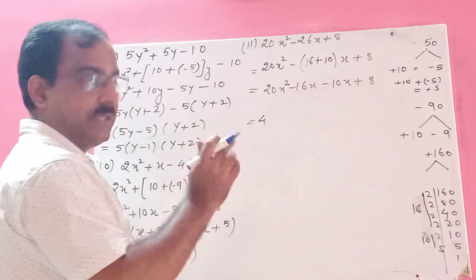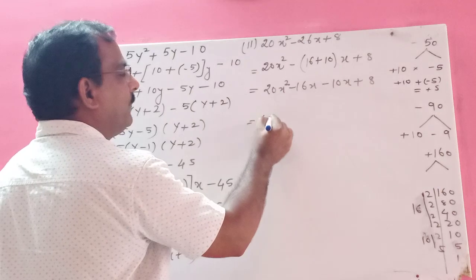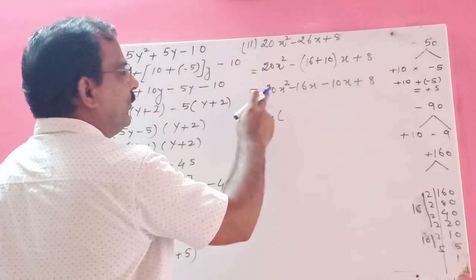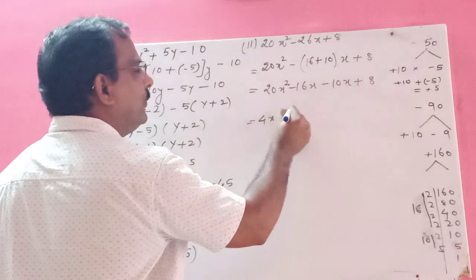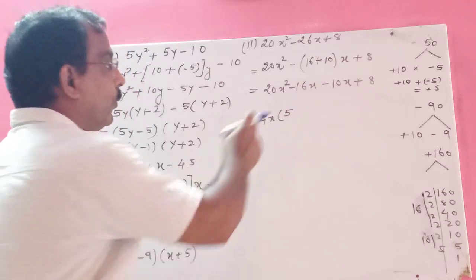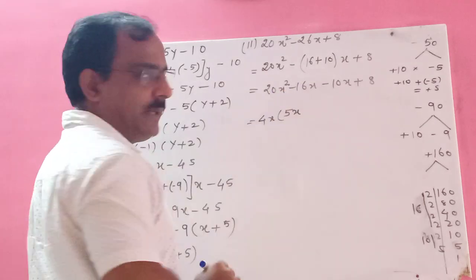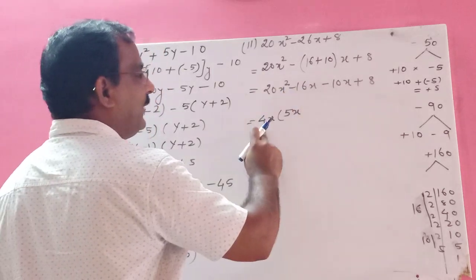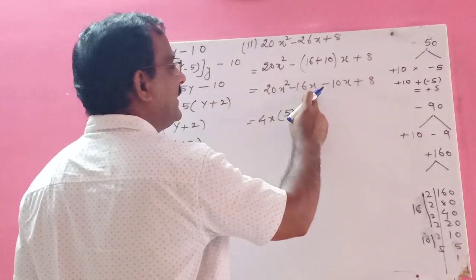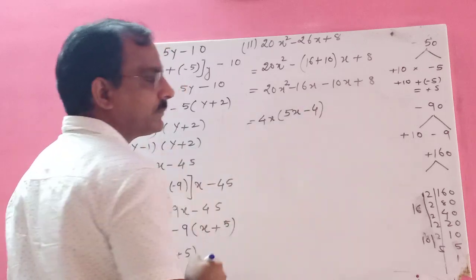Do not minus it, children. You should divide 20 by 4. You will divide 20 by 4. So you will get quotient as 5. 1x is out. So from here only 5x is remaining. Divide 16 by 4. So 4 4s are 16, and this x is already out.